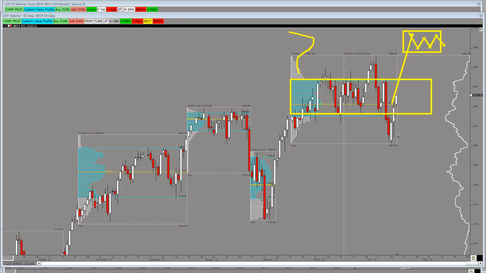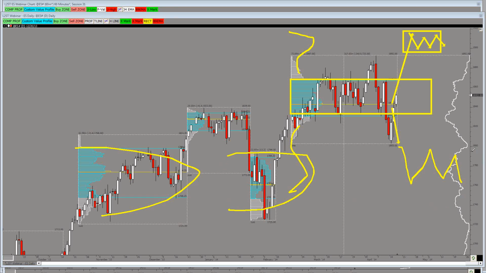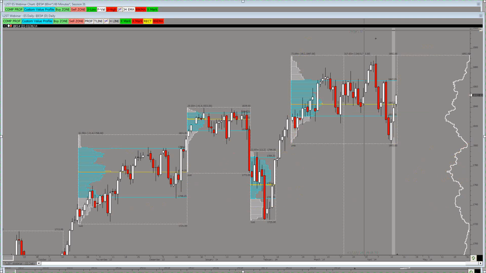But let's say it broke out of this. What about then? Firstly, I probably see some acceptance down here anyway, and I could have seen the market move around this, but then I've also got these areas to reference again and say, well, we had some value down there before. We've got a bit of acceptance down here on the composite profile on the right. Acceptance and rejection, really simple concepts.